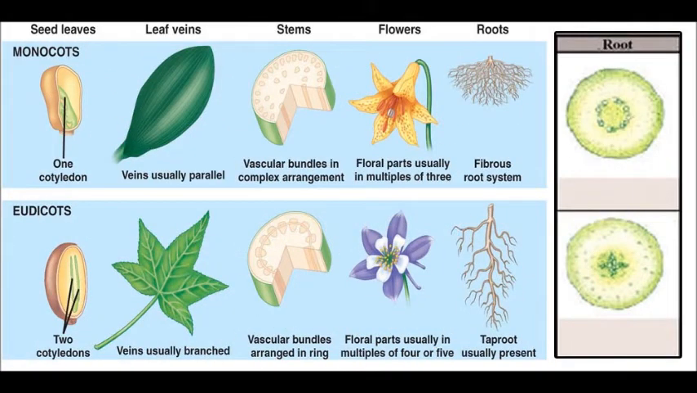As a review, the seed leaves of monocots only have one cotyledon, while the seed leaves of dicots have two cotyledons. The leaf veins of monocots are typically parallel, while in dicots they are more branched and have this net-like structure to them.